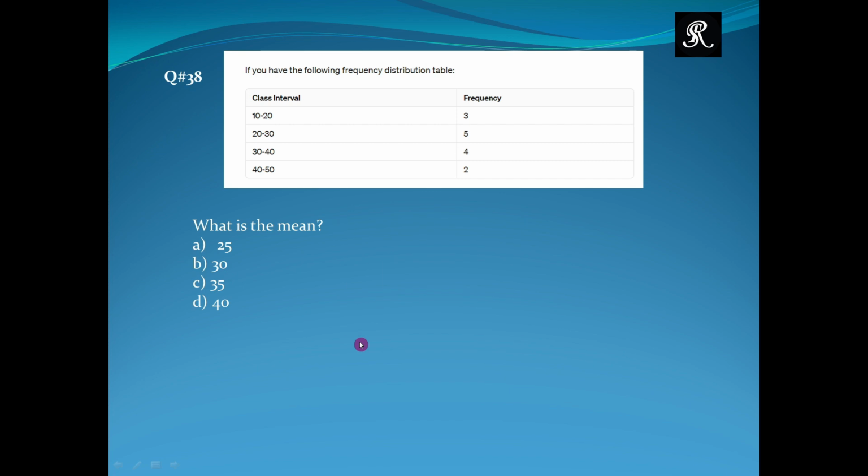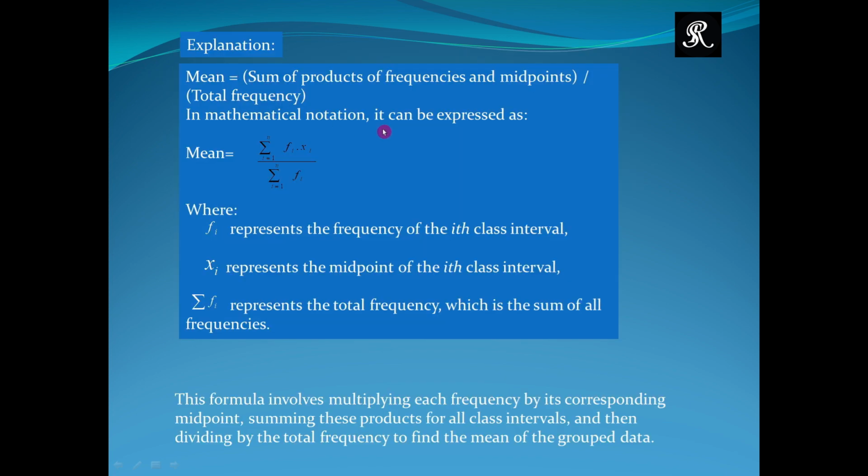How can you solve this problem? Here you are given the explanation. Mean in case of grouped data is equal to sum of product of frequencies and midpoint divided by total frequency. And the mathematical form of this formula is summation FiXi, where i runs from 1 up to n, divided by summation Fi, and again i is running from 1 up to n, where Fi represents the frequency of the ith class interval and Xi represents the midpoint of the ith class interval, and summation Fi represents the total frequencies, which is the sum of all frequencies.